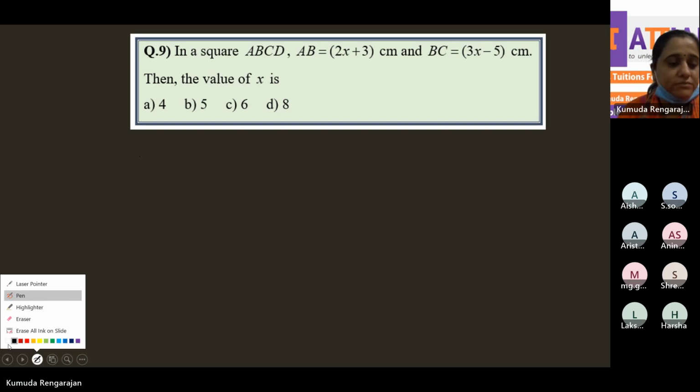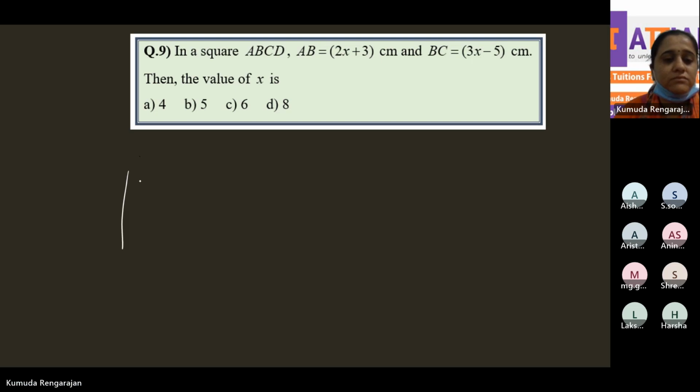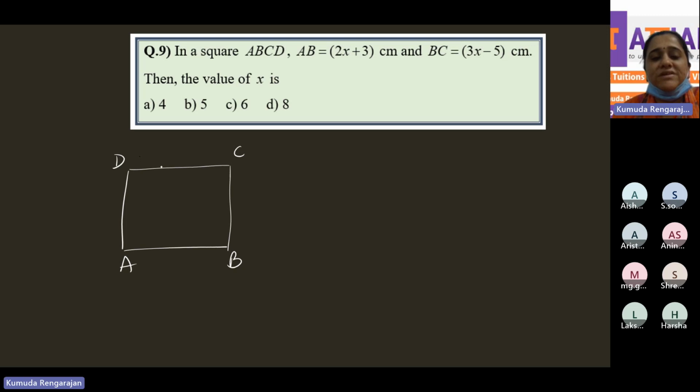In a square ABCD, AB is 2x plus 3, BC is 3x minus 5. Then the value of x is.